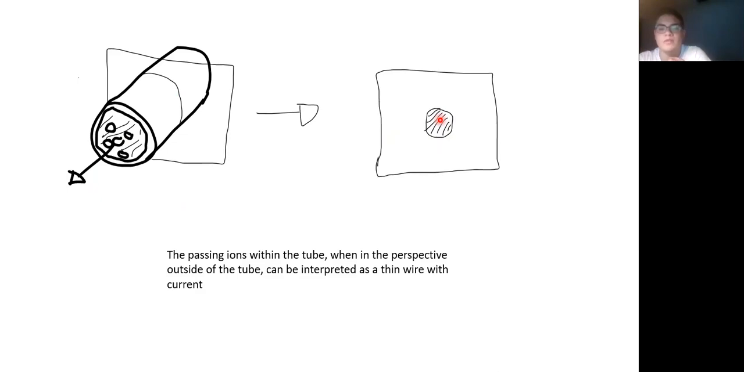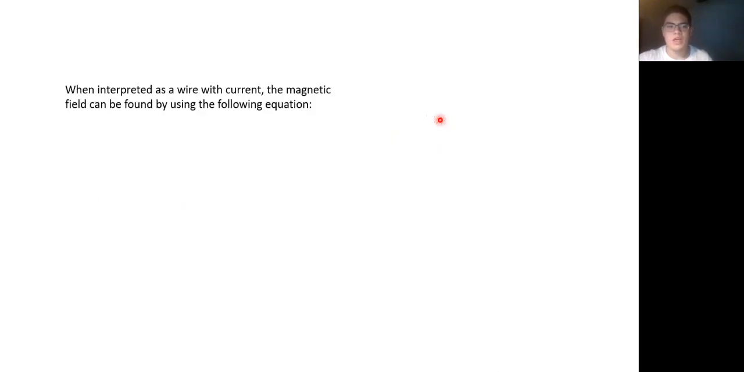So in this perspective, outside of the tube can be interpreted really as a thin wire with current. If we can interpret it as a thin wire, just like the rest of our problems that we see in chapter 28, then we can use formulas to find the magnetic field. We know that there's a formula for the magnetic field for a wire with current that's equal to mu sub 0 times the current, all divided by 2 pi times the distance from the point of observation to the wire.